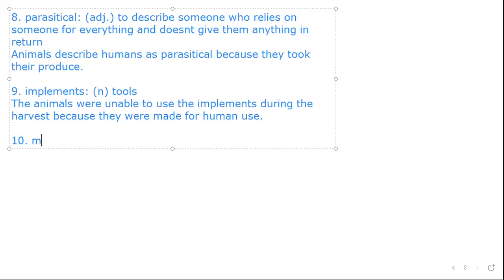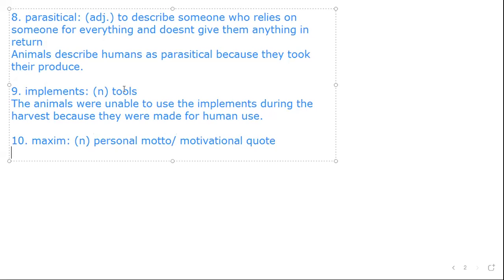Number 10, and the final word is maxim, and a maxim is a noun, and it basically refers to a personal motto, your personal motto or a motivational quote that you kind of live by. And we saw the word maxim again also in chapter 3, and here we were referring to Boxer. If you guys remember, Boxer is the strongest animal on the farm. He does a lot of the work, and he dedicates a lot of his time to work on the farm.